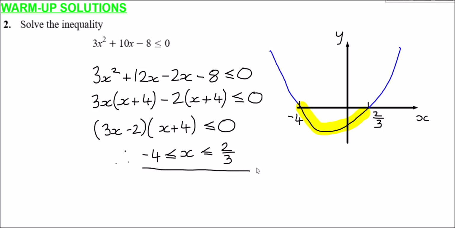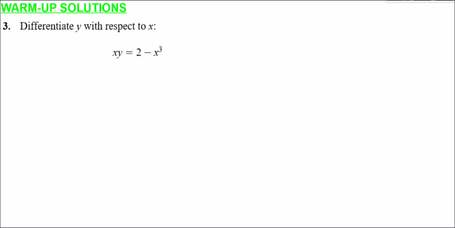And that's just done for question 2. Question 3, differentiate y with respect to x. Now, we've got here a fairly strange looking function, so it's not in the usual form. So the first trick here is to rearrange this into a form which is much more familiar.